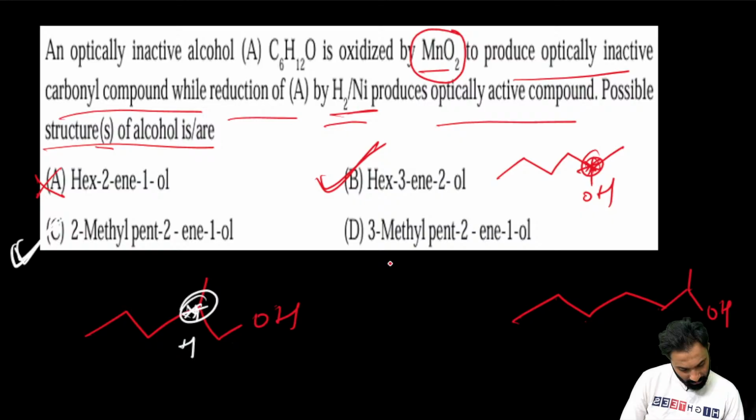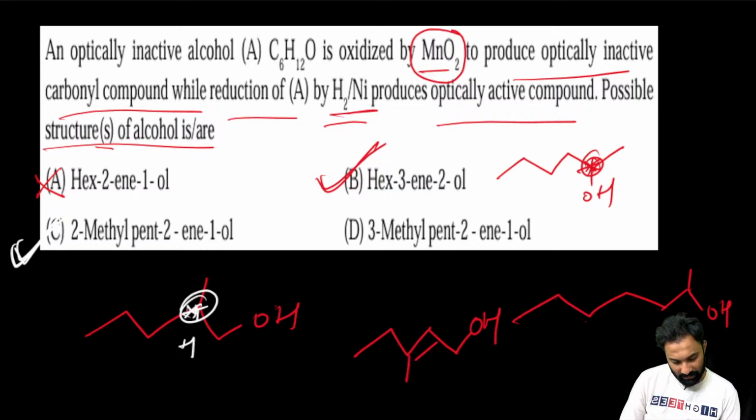Now if you go for option number 3, 3-methylpentan-1-ol. This is 1, 2, 3, 4, 5 and it is an ol, 1-ol pentanol. Here it is a 3-methyl. Again this one will be converted into the alcohol. Now here also one chiral carbon is there, right? So the answer is BCD.